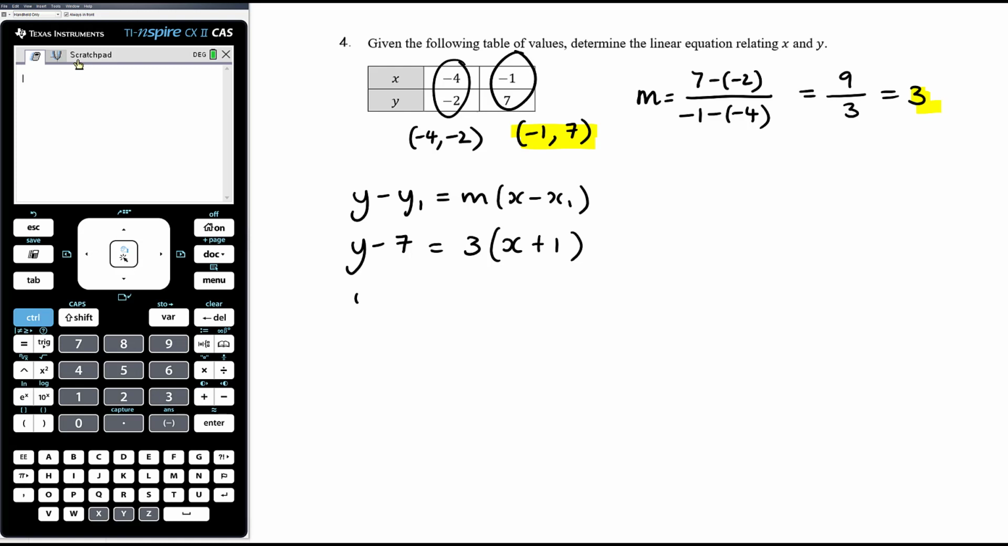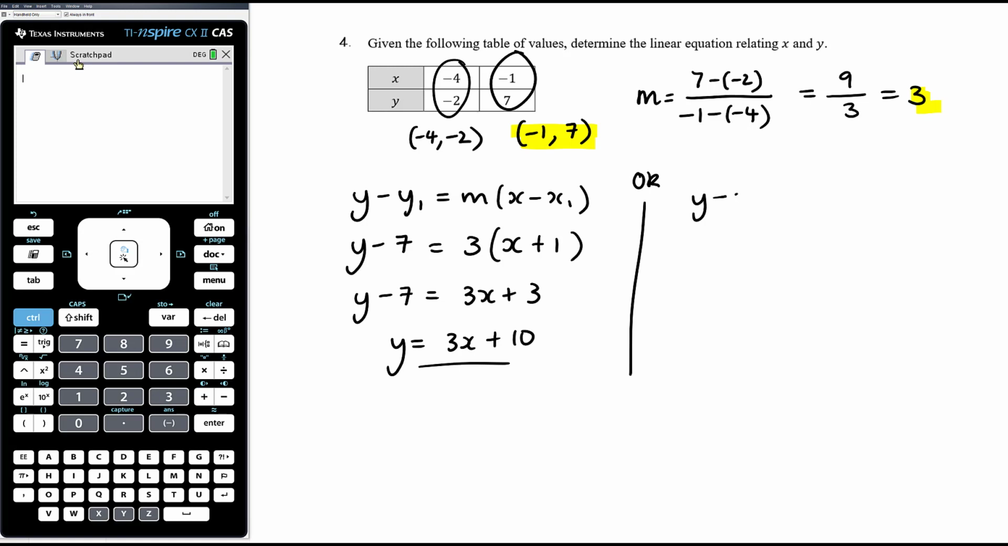And now I'm just going to expand out the right hand side, 3x plus 3, and add 7 to both sides to get y on its own. So that's the equation.